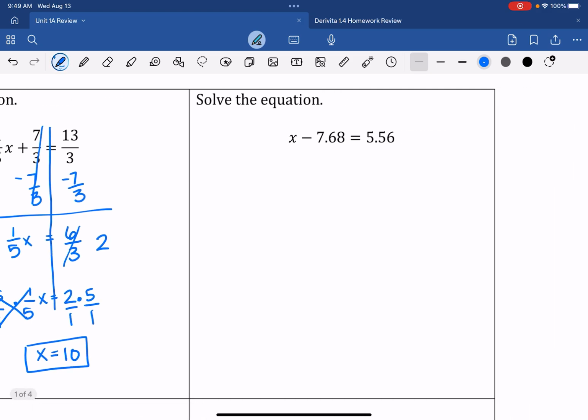Okay, on the next question, to get x alone, I need to add the 7.68 to both sides. Let me grab my calculator for that. So 5.56 plus 7.68 is 13.24.